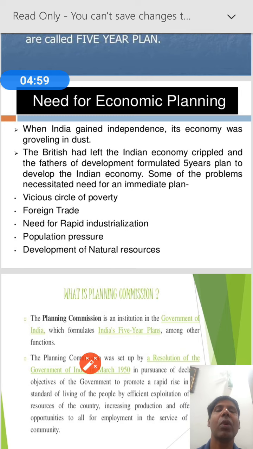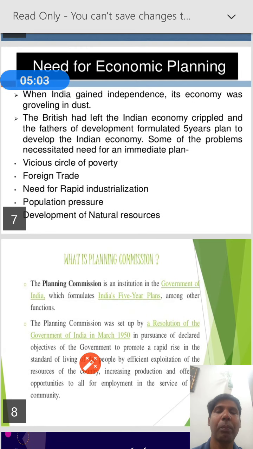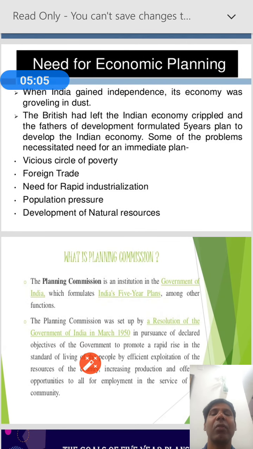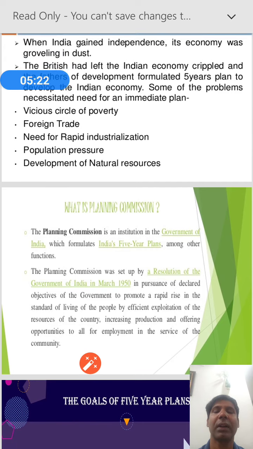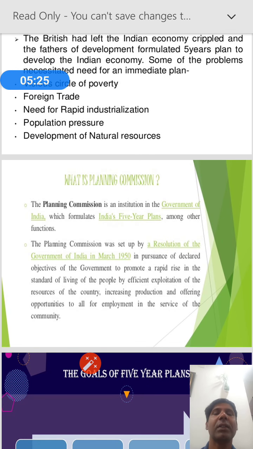When India got independence, our condition was very poor, and there was poverty. We see a cycle of poverty. Most of the people, 70% or 60%, were in dangerous conditions, and foreign trade had collapsed. There was a need for rapid industrialization, population pressure, and development of natural resources. This was all the reason India needed planning in the country. So that is why India started planning in modern ways.